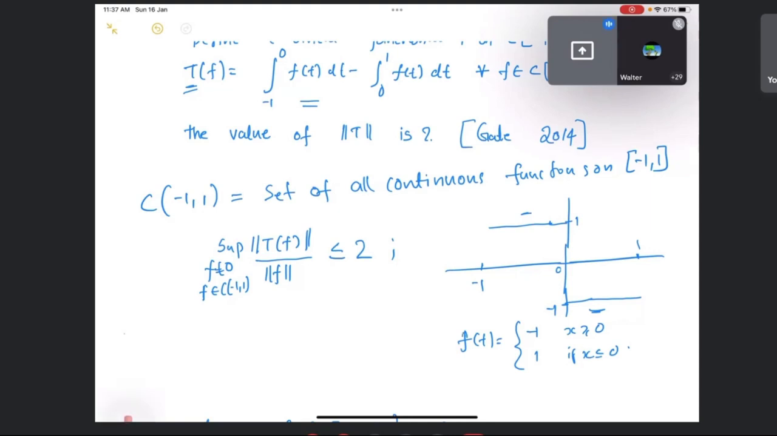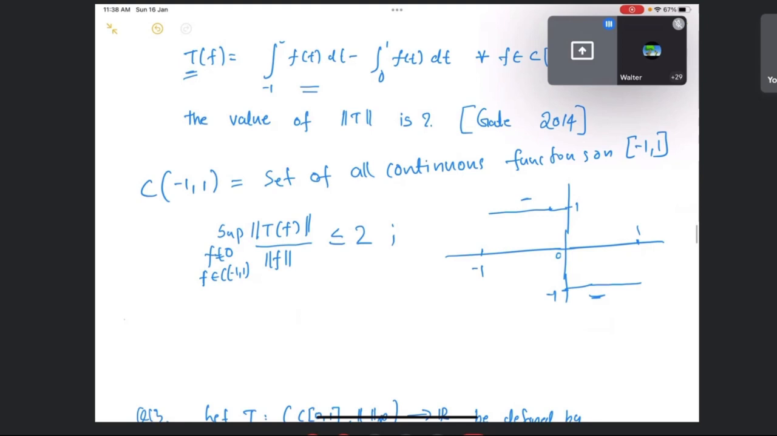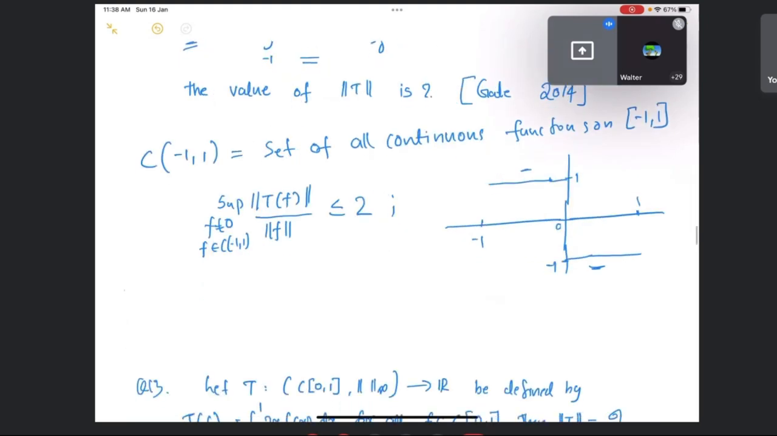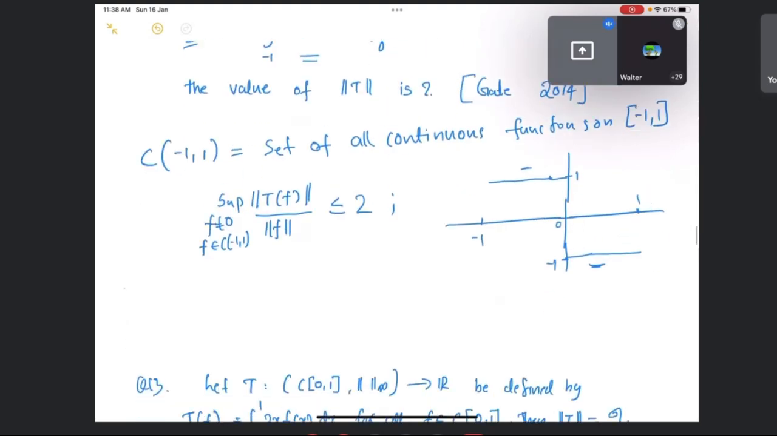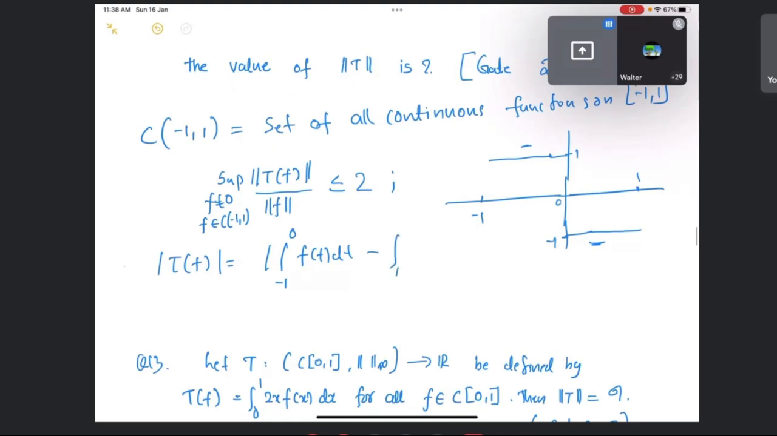So you need f of t to be continuous. Or you can simply, to get this upper bound, you don't have to consider this function. You can simply calculate what is modulus of T of f. You take this modulus inside, you will get modulus of integral from minus 1 to 0 of f of t dt minus integral from 0 to 1 of f of t dt.